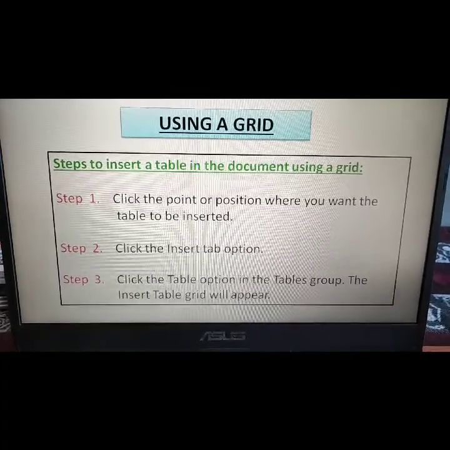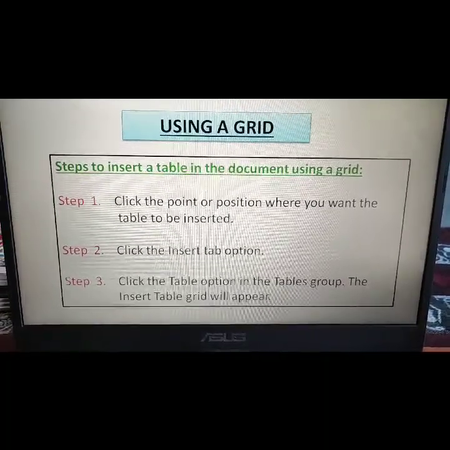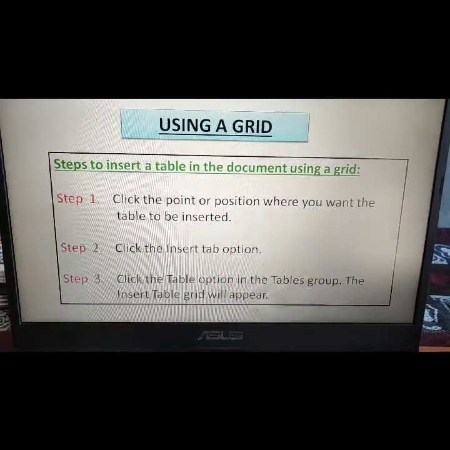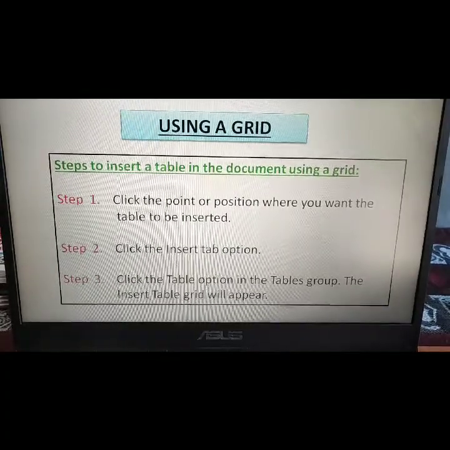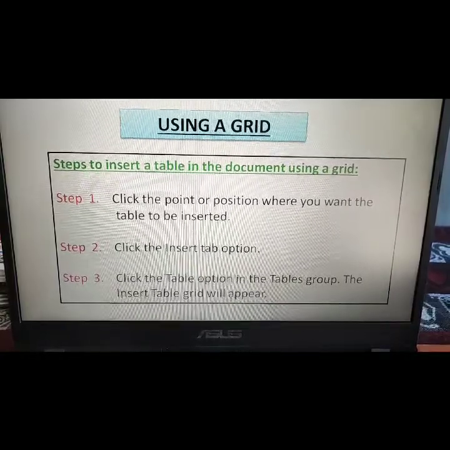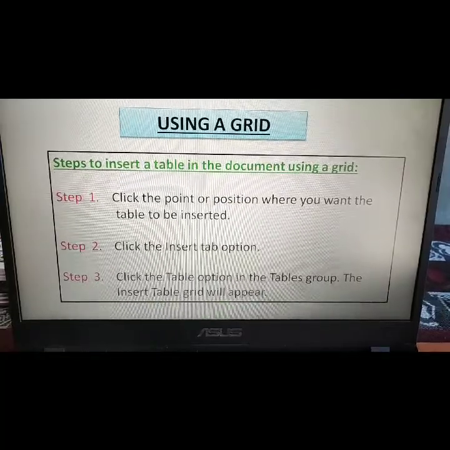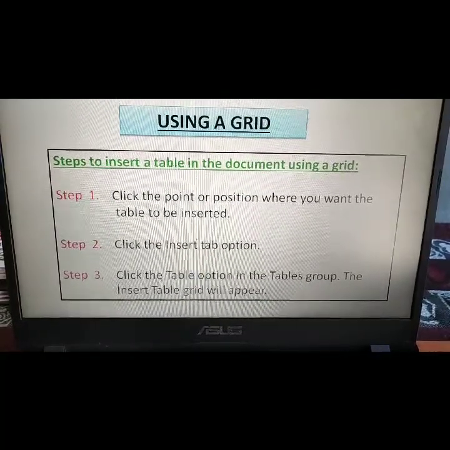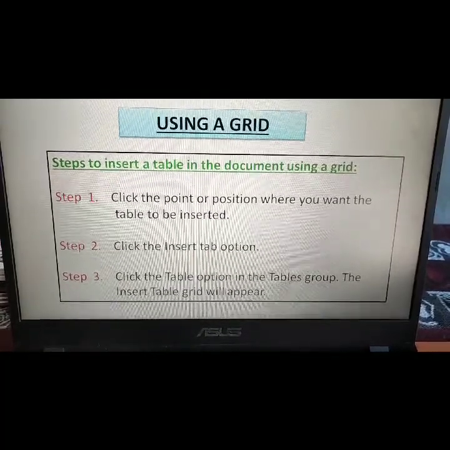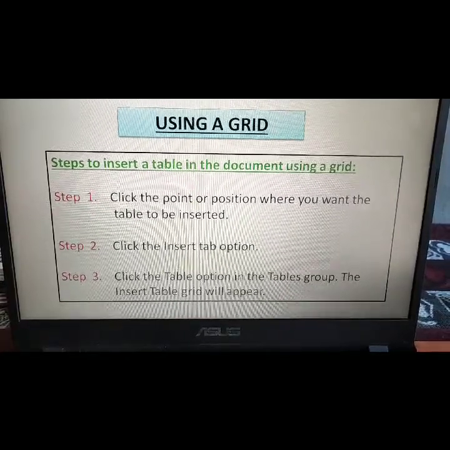And step 3 is that in the tables group there is one option, and that option is table options. So in the tables group the table option is there, you go to the table options and click on the table options. Okay, after clicking on the table options you will see that the insert table grid will appear. And in this way we can insert a table in the document by using a grid.